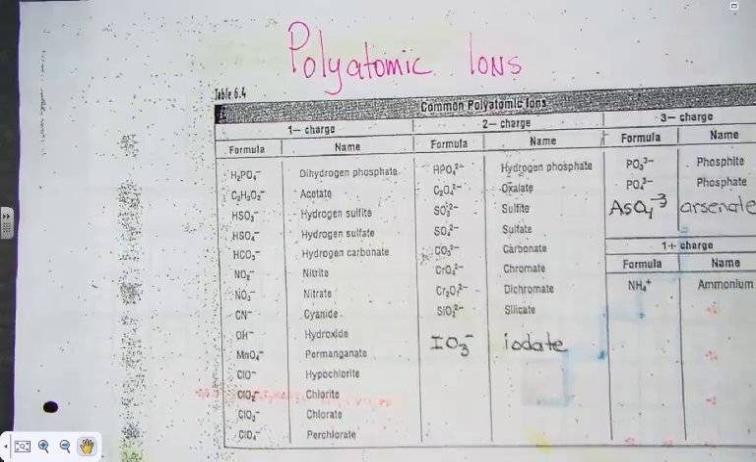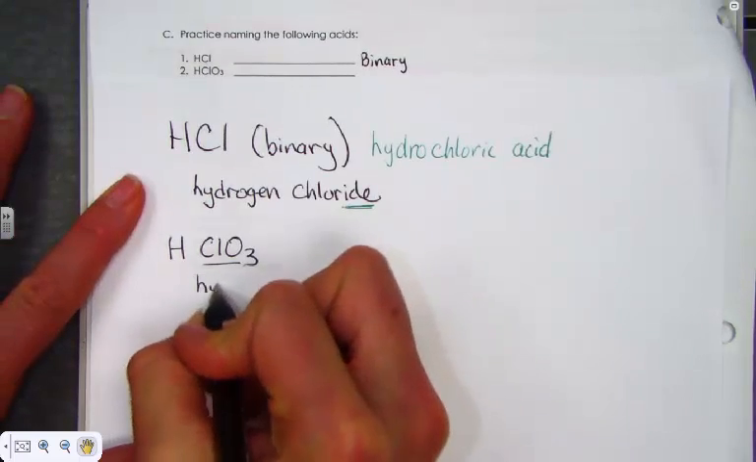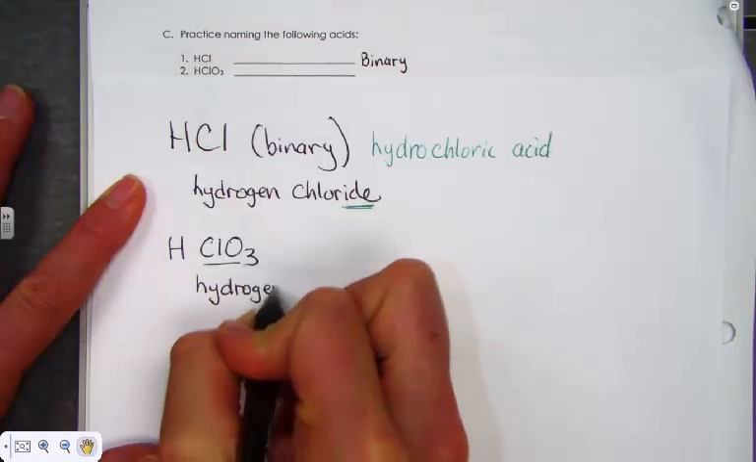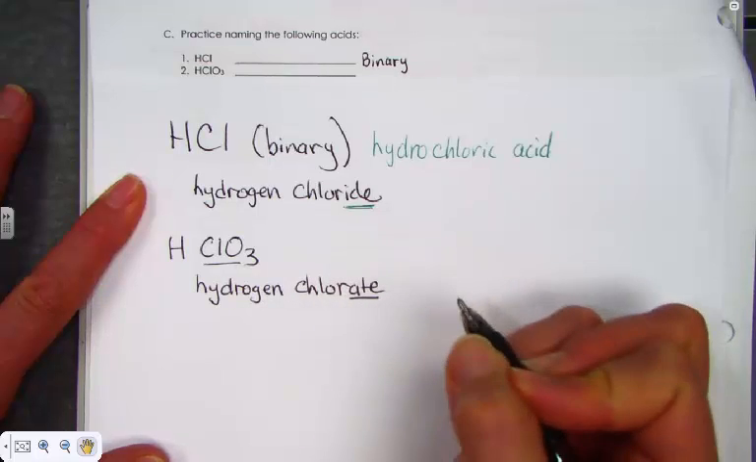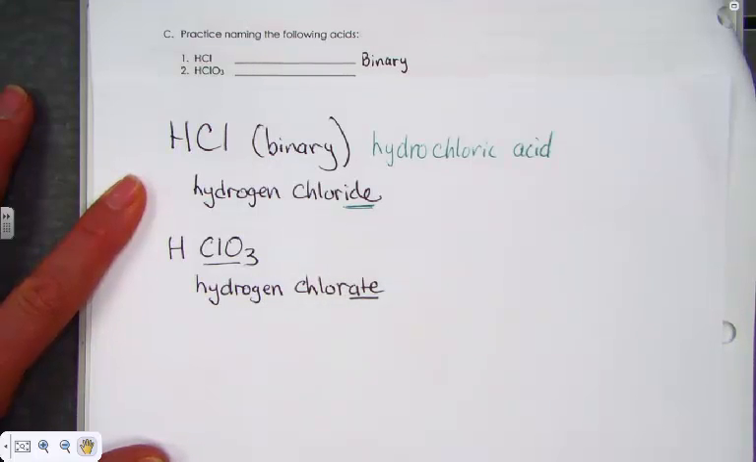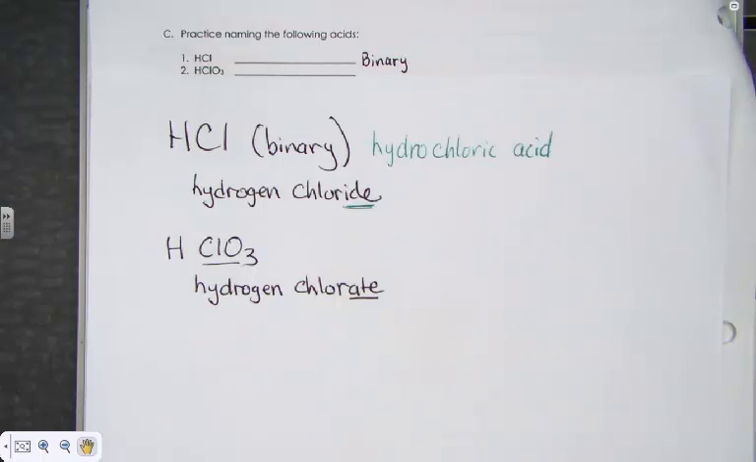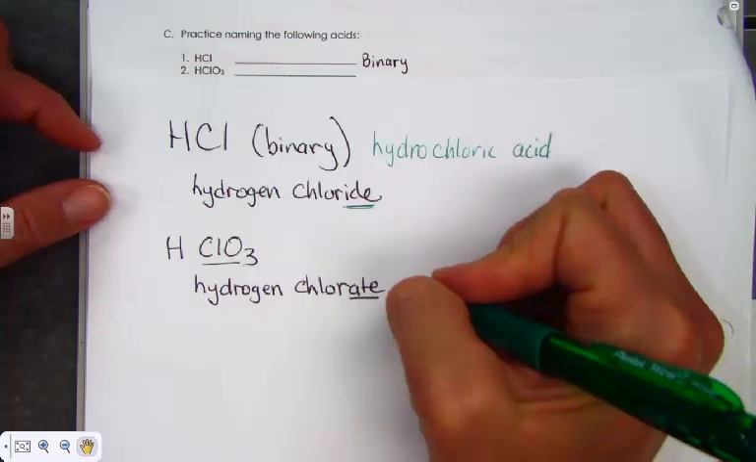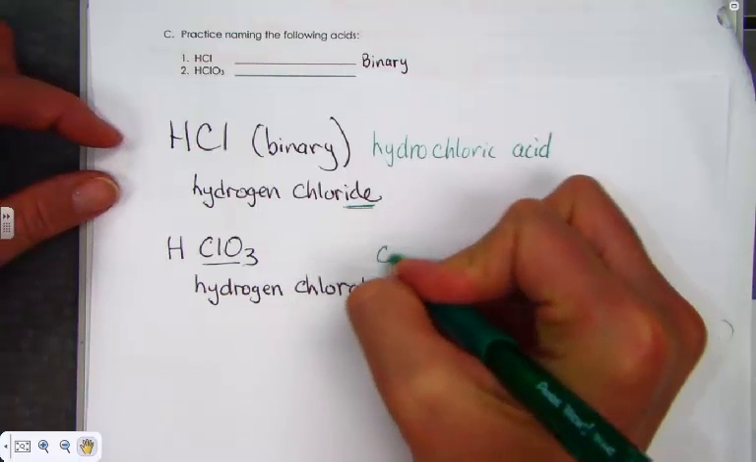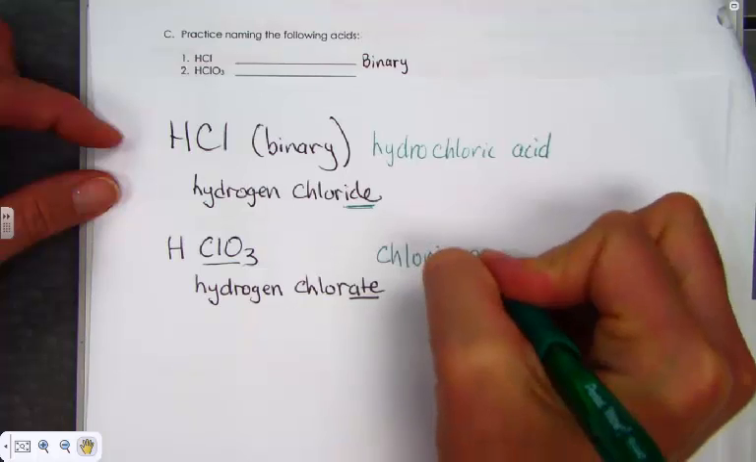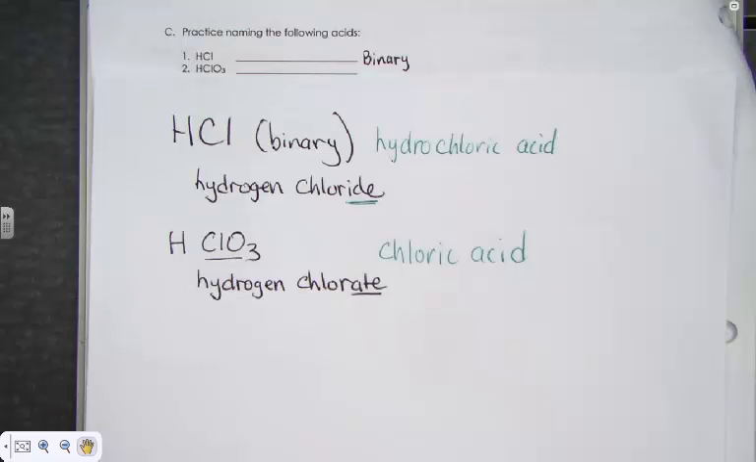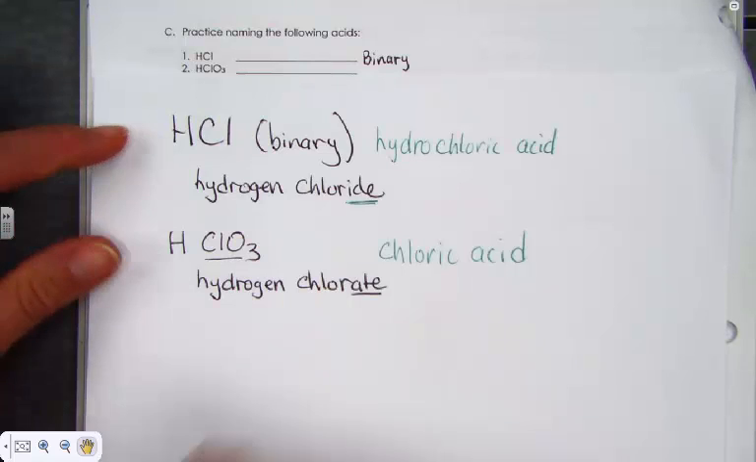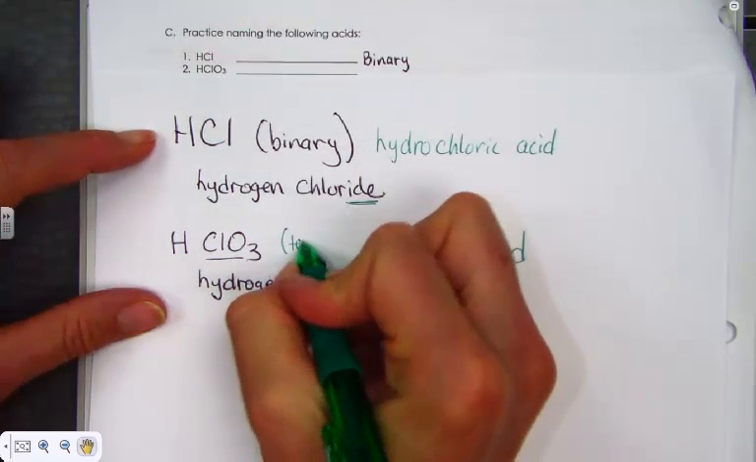ClO3, -1, chlorate. Prior to this new lesson, we would have named this hydrogen chlorate. But now say it as an acid. The acid rule: if it ends with ate, turn it to ic. This simply becomes chloric acid. Notice how I am not saying hydro. It's simply chloric acid. Notice the difference here.